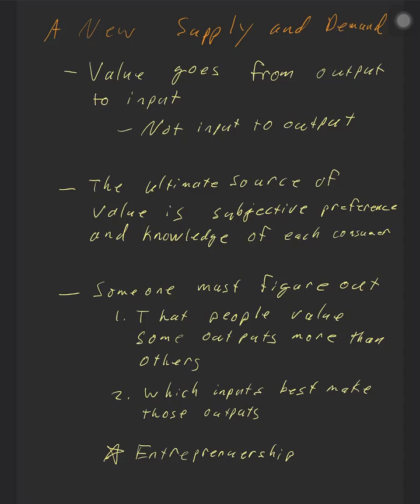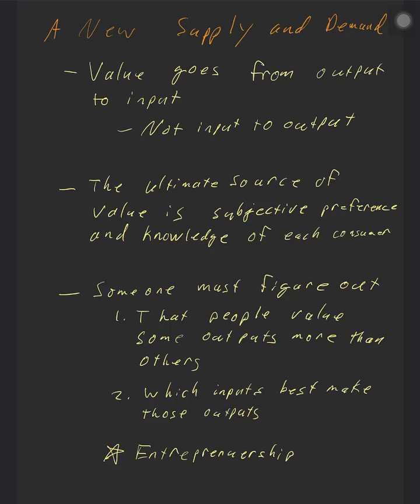So what Menger argued is value flows not from the inputs to the outputs, but from the outputs to the inputs. So what it is that we eventually produce is what gives it value. I've argued that several times already in this class from different points of view, but now we're looking at the view that Menger brings, right? So it's because those outputs are valued by consumers that the inputs end up getting value.